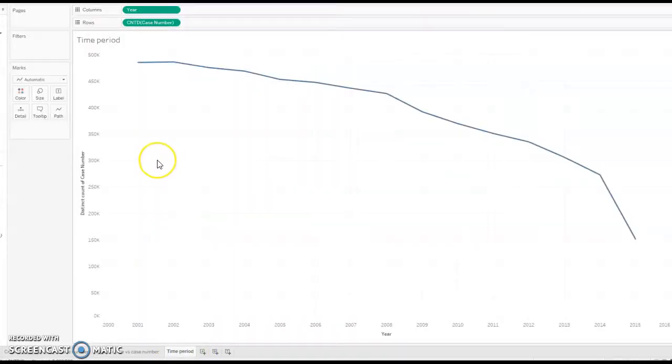Now this is the line plot of the crime over the period. We have the data from 2001 to 2015, and we can see from the line graph that the crime dramatically decreased over the years. In 2001 the crime was around half a million, but in 2015 crime was reduced and went down to only 151,000.